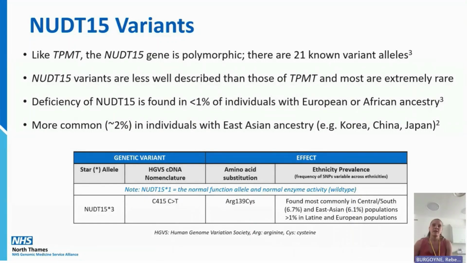Deficiency of NUDT15 is found in less than 1% of individuals with European or African ancestry, but it is more common in individuals with East Asian ancestry. So down here we have the most prevalent loss of function genetic variant, and that is the NUDT15 star 3. This is at coding region position 415, where we have a T instead of a C, which means that we have a cysteine instead of an arginine at amino acid 139. And again, just to note, the star 1 is the normal function allele for NUDT15.